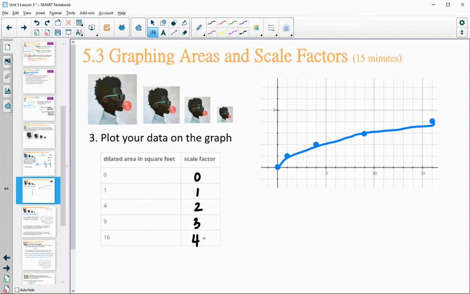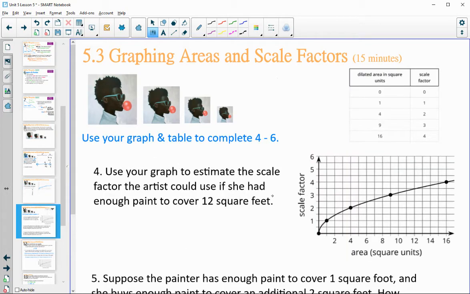Okay, so graph your data. This is also a filled-in version, and it's also on page 237. So if you don't have graph paper, if you're at home, this graph is on page 237, so you can look there to help you. Now use your graph or your table to estimate how much she could cover if she had 12.